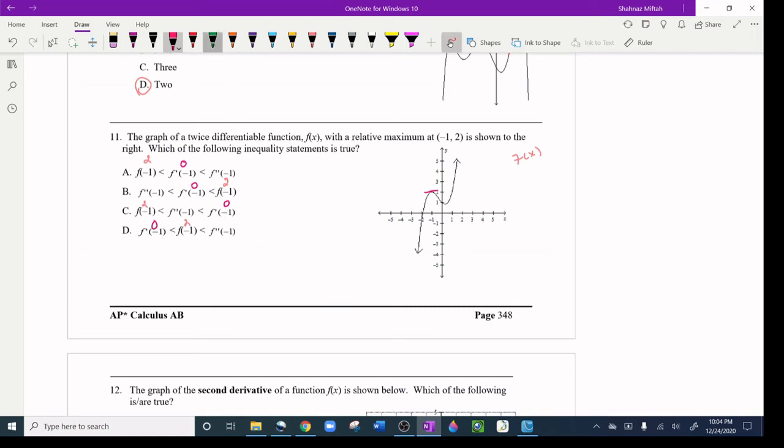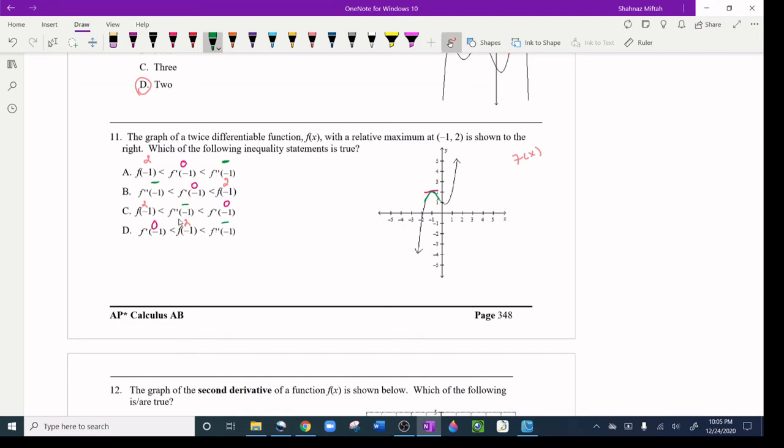Okay, done. Now, what is f double prime of -1? Double prime deals with concavity. So at -1, it's concave down. If it's concave down, you can tell it's negative. f double prime of -1 is negative. So that's negative, and that's negative.